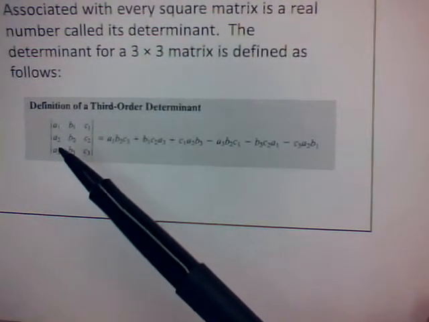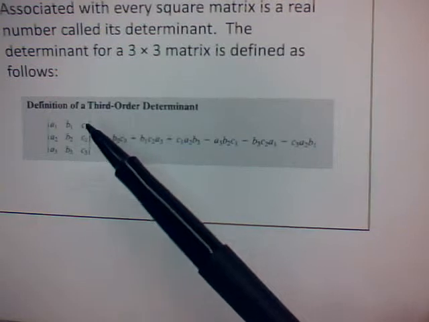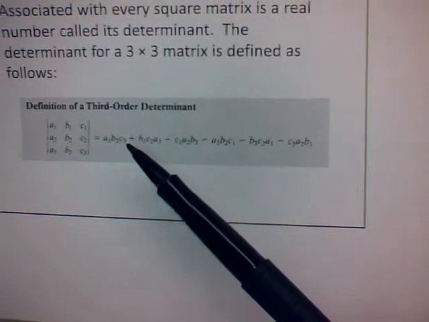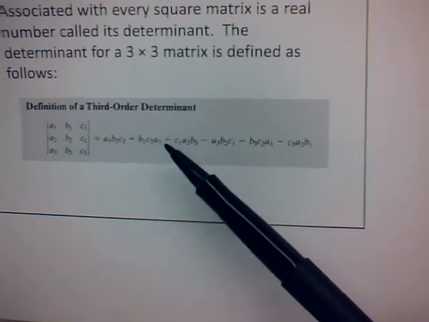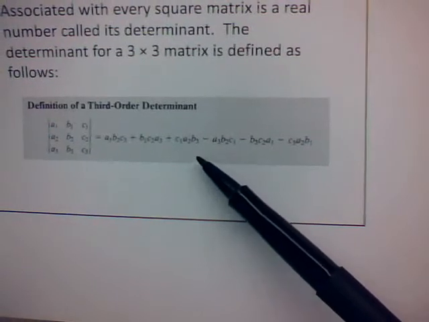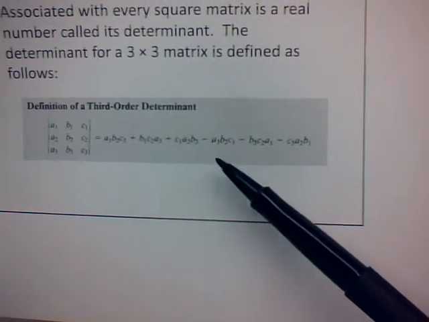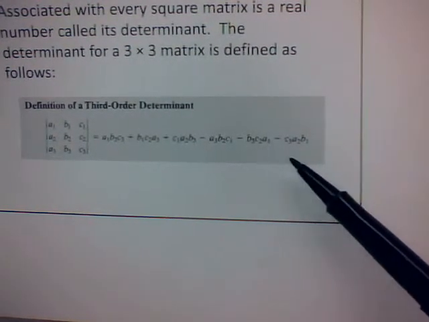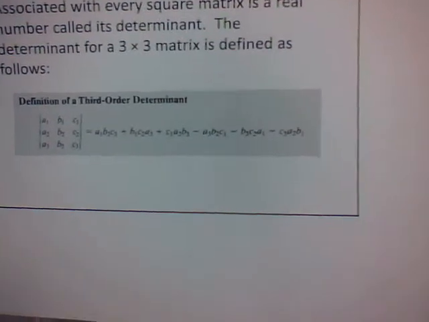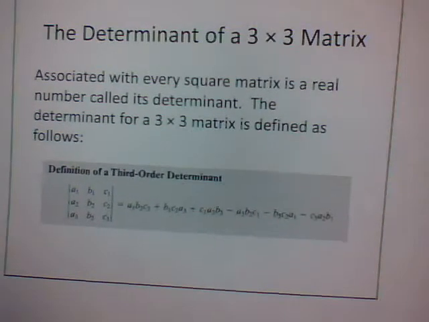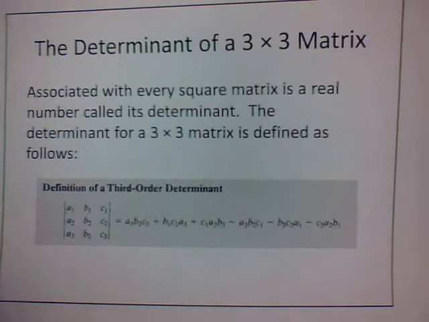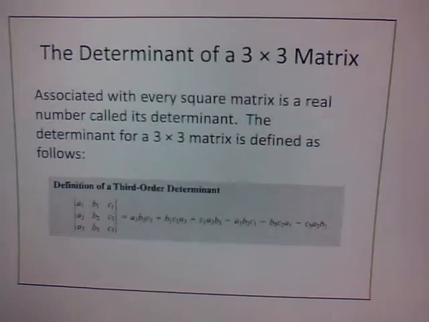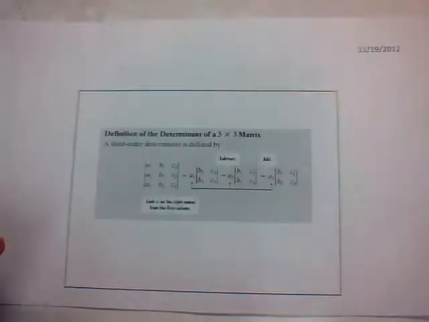Here, the determinant of A1, A2, A3, B1, B2, B3, C1, C2, C3 is this. A1 times B2 times C3 plus B1, C2, A3 plus C1, A2, B3. Then minus A3, B2, C1 minus B3, C2, A1 minus C3, A2, B1. Now again, this might be a little bit complicated here, but there is a way that we can come up with this determinant. Now I'm going to show you one way that your textbook shows you how to find the 3 by 3 determinant, and then I'm going to show you another way.